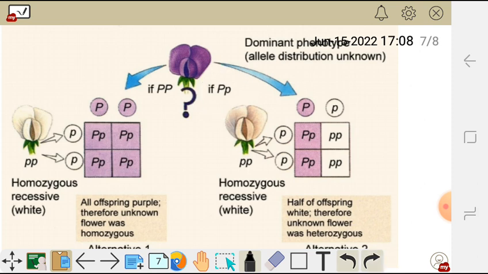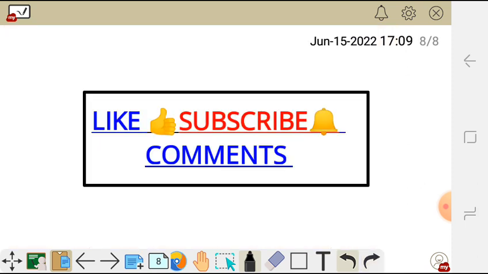But if it is heterozygous, then if we cross it with a recessive white plant, half of the offspring are going to be purple and half are going to be white. Then we can confirm that the parent genotype is heterozygous. So that's how you can conduct a test cross.